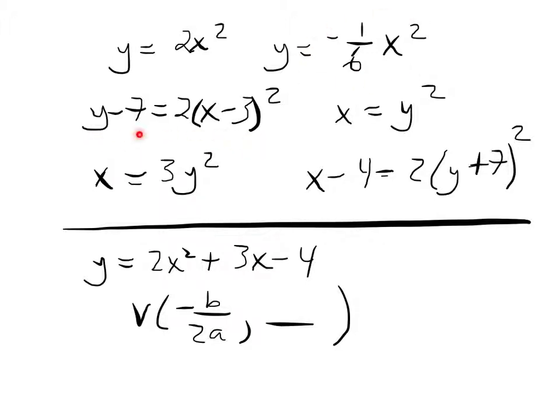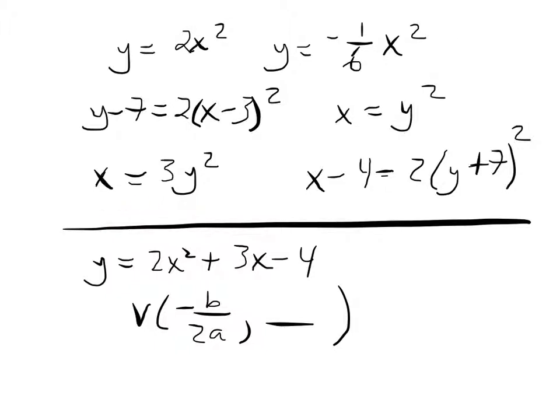I can translate a basic parabola, y equals 2x squared parabola. I can then move it right 3 and up 7. If I switch x and y, I get a parabola that opens left to right. In this case, x equals y squared. I know I'm opening to the right.